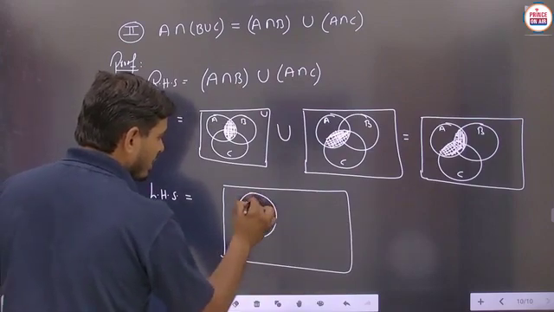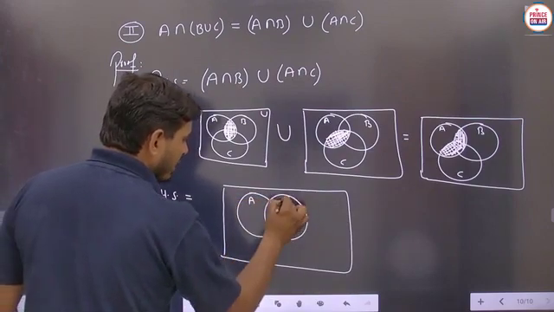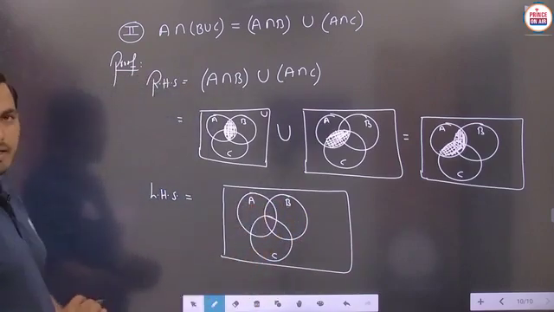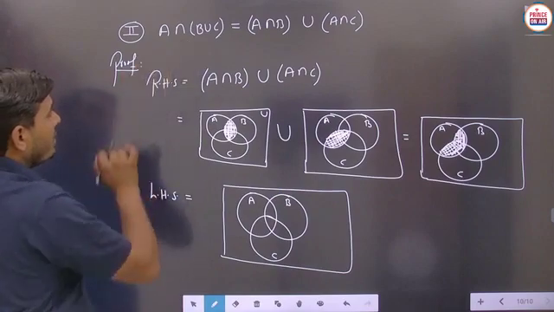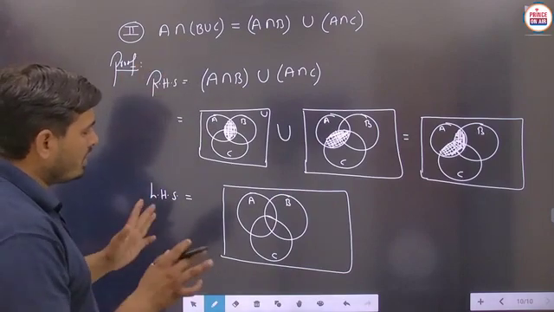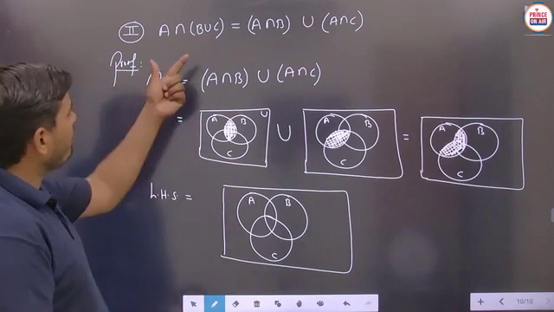This is the A set. Again we have to draw the set B, and again we have to draw the set C, like this. Is that clear? Now the left hand side says A intersection (B union C). So first of all, B union C. What is the B union C?